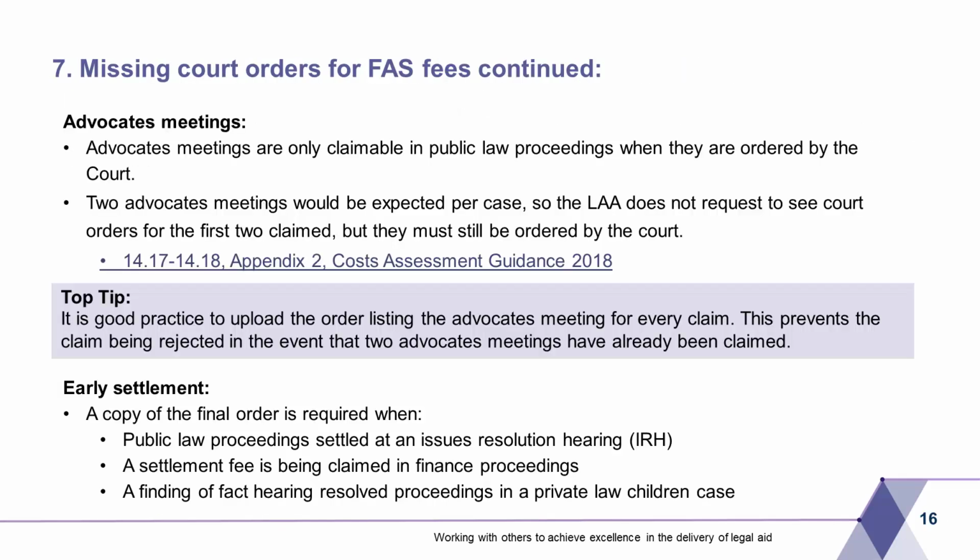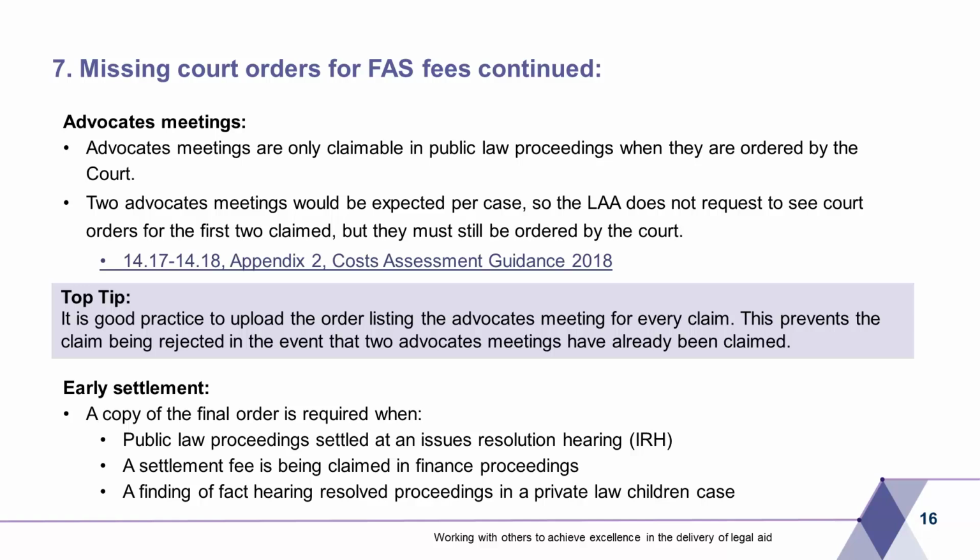There are also a number of additional FAS fees where we would require a court order. Firstly, advocates' meetings. These can only be claimed in public law proceedings and must be ordered by the court. There is no limit to the number of meetings claimable. However, as the public law outline envisages that there would be 2, we require a court order directing the third and any subsequent meetings. This is based on when they have been claimed rather than in chronological order.